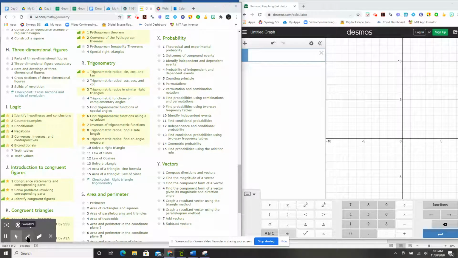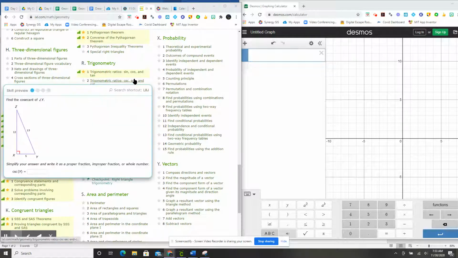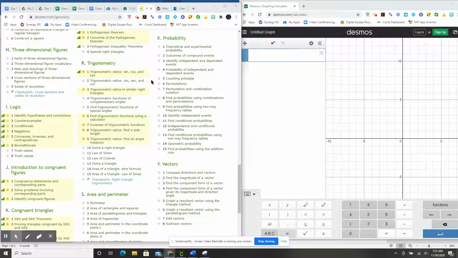Hey everybody, we're going to work on trig today. So that's sine, cosine, and tangent. There are three other trig ratios, trig functions that we are not going to talk about here in geometry. You'll get those in Algebra 2 trig: secant, cosecant, and cotangent. But for us, we're just going to worry about sine, cosine, and tangent.